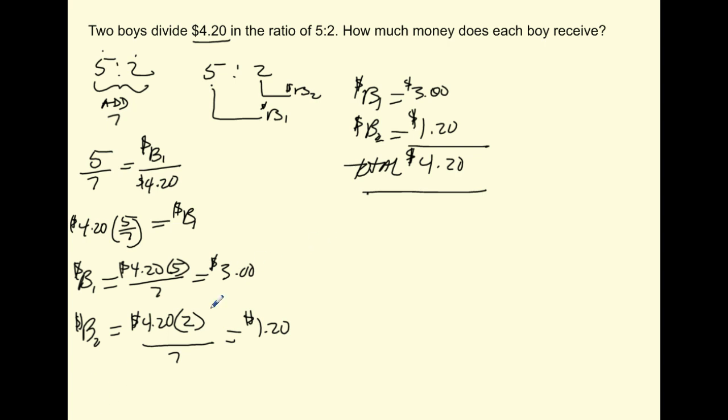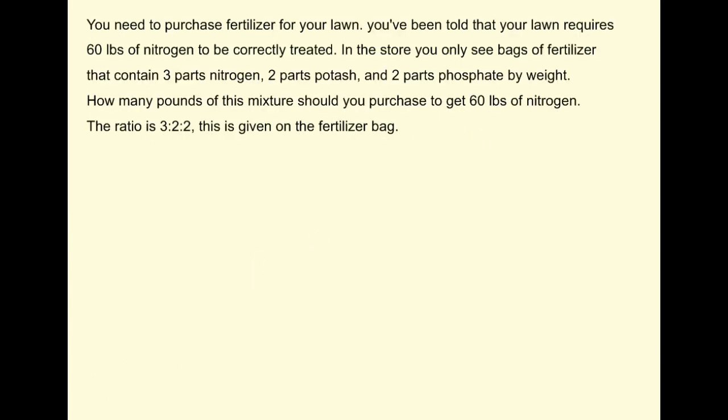Let's solve another problem. Okay, here's our problem. You need to purchase fertilizer for your lawn. You've been told that your lawn requires 60 pounds of nitrogen to be correctly treated. In the store, you only see bags of fertilizer that contain 3 parts nitrogen, 2 parts potash, and 2 parts phosphate by weight. How many pounds of this mixture should you purchase to get 60 pounds of nitrogen? The ratio is 3 to 2 to 2. This is given on a fertilizer bag.